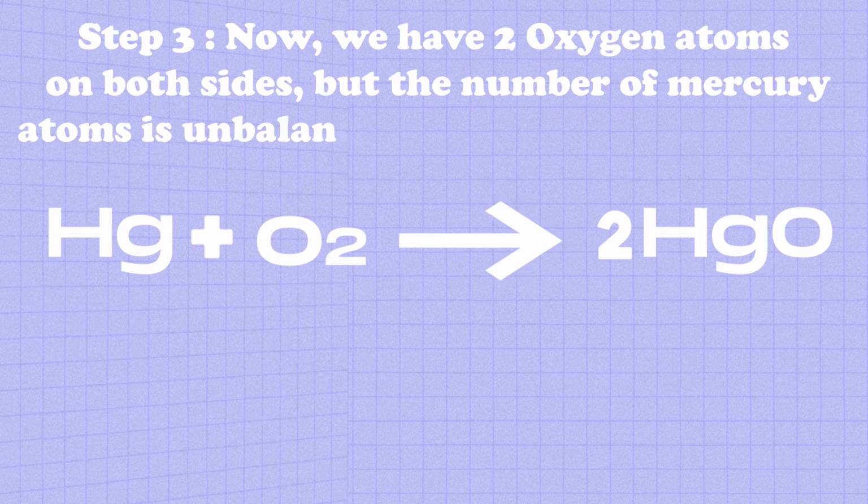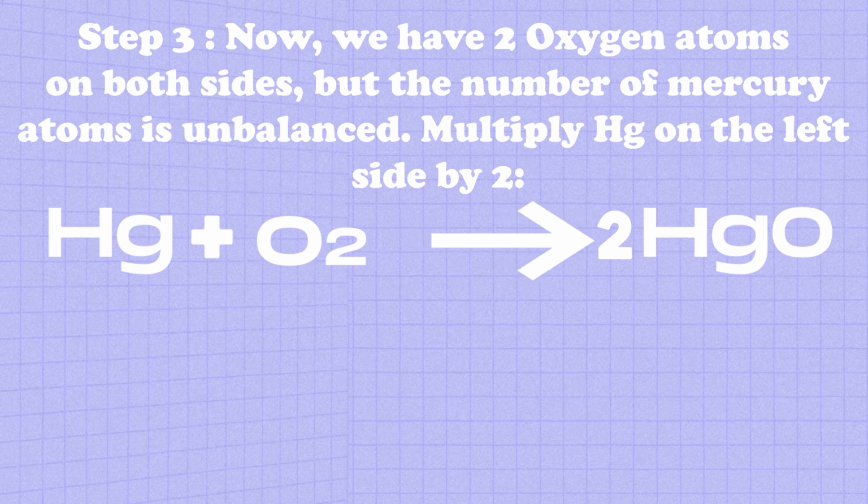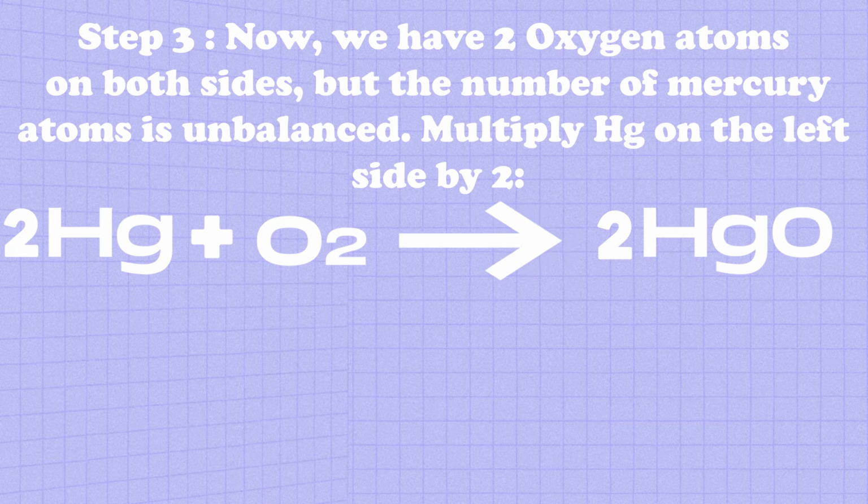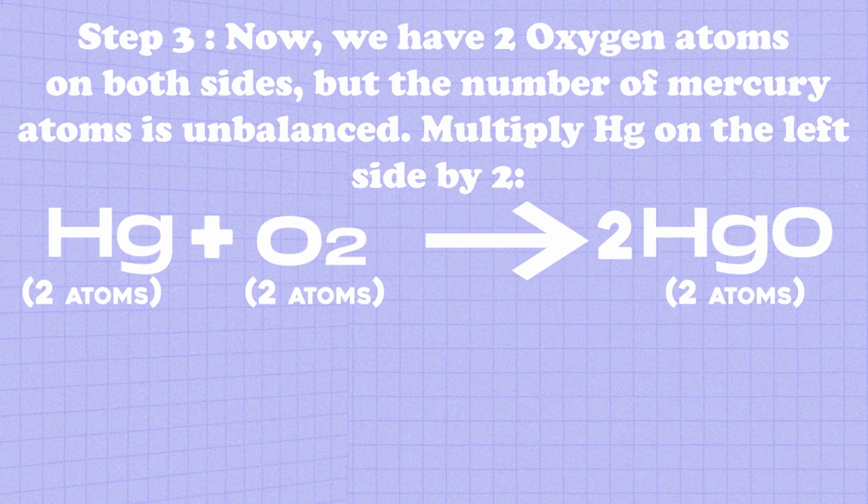Step 3. Now, we have 2 atoms of oxygen on both sides, but the number of mercury atoms is unbalanced. Multiply Hg on the left side by 2. 2 Hg plus O2 gives 2 HgO. Now the equation is balanced, with 2 atoms of mercury and 2 atoms of oxygen on both sides.